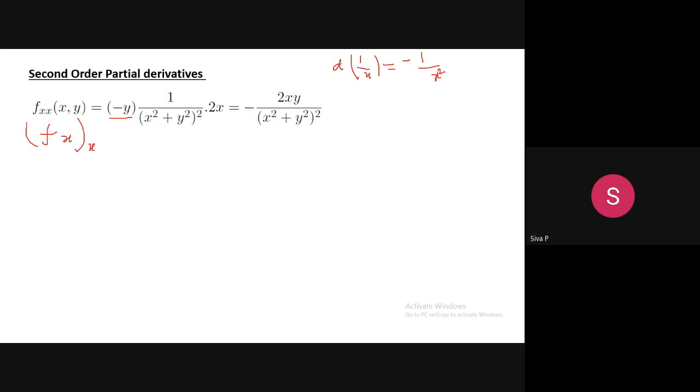So in the place of x square plus y square, we have to write x square plus y square whole square. Once again, you have to differentiate this x square plus y square with respect to x. So differentiation of x square is 2x, so minus 2xy divided by x square plus y square whole square. If you are substituting 1 comma 1, what do you get?